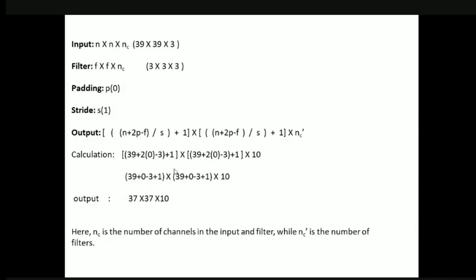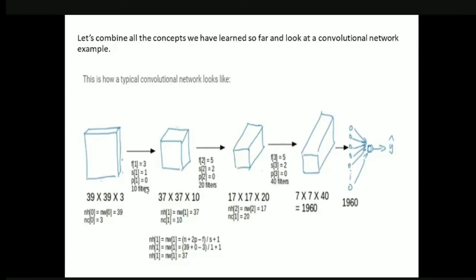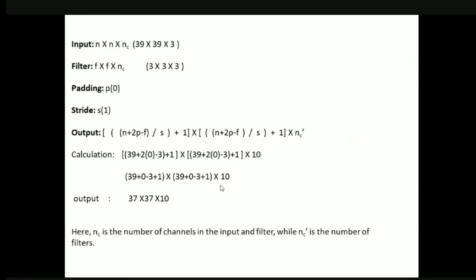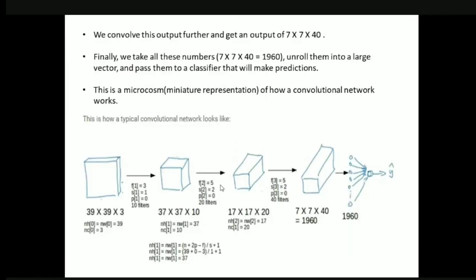So the input image is 39 by 39 by 3. Now we got the output image as 37 by 37 by 10. I hope you have understood now how we got 37 by 37 by 10 when we have the input image 39 by 39 by 3. The same follows for the next calculations also. Okay, I hope it is clear now. So this is how we are going to produce the different types of images.